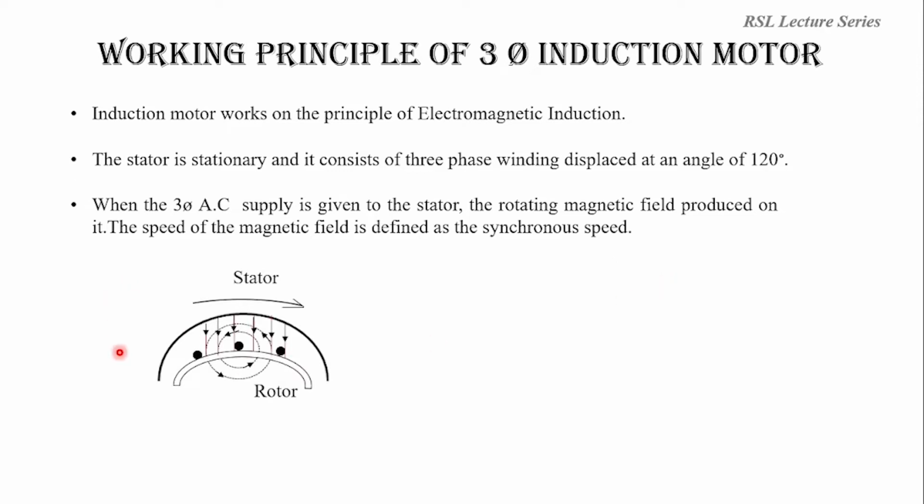Now let us assume that this is the stator and this is the rotor. Whenever a three-phase supply is given to the stator, a magnetic field is produced. These are the magnetic fields produced in the stator, and they are rotating in nature. Now the rotor conductors, or in general the rotor, will cut the magnetic field. These are the rotor conductors, so an EMF will be induced in the rotor conductors.